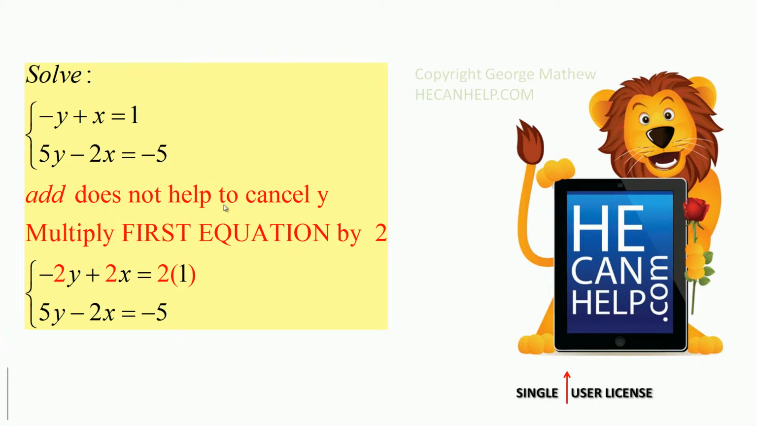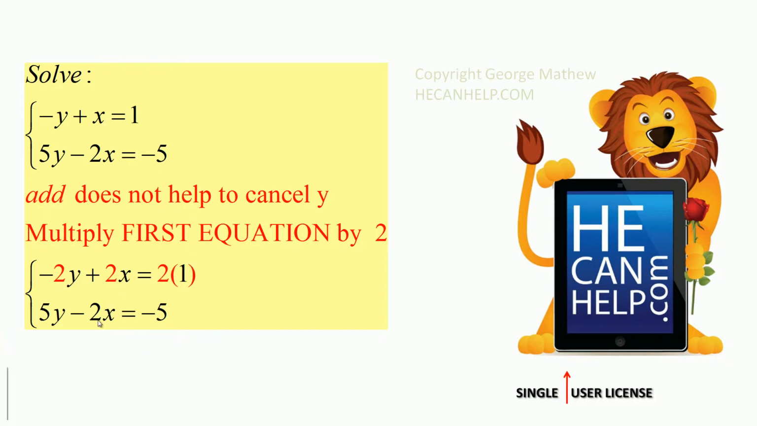So what do we do? If we multiply the first equation by 2, we get 2x here and negative 2x here, so we can add. To get 2x here, we have to multiply both left and right sides by 2. So when you multiply the first equation by 2, what do we get? Negative y becomes negative 2y, x becomes 2x, and 1 becomes 2 times 1. And now we know what to do.